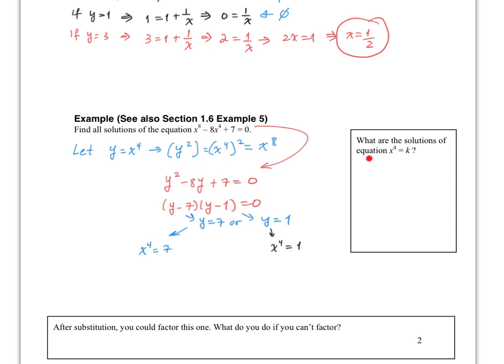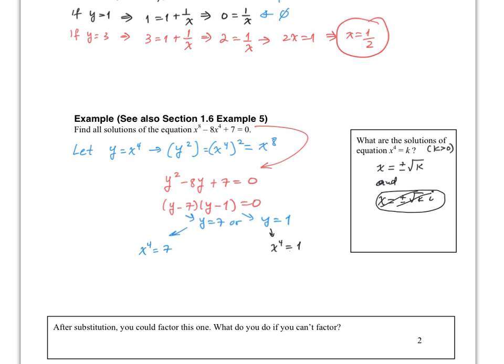It says, what are the solutions of the equation x to the 4 equals k? This one actually has 4 solutions. That's what the exponent tells you. And the solutions are this. x is going to be either plus or minus the square root of k. This is assuming that k is positive. And the complex solutions are plus or minus ki, where i is a complex number, but we're not working with this right now. So for now, you can forget about this.